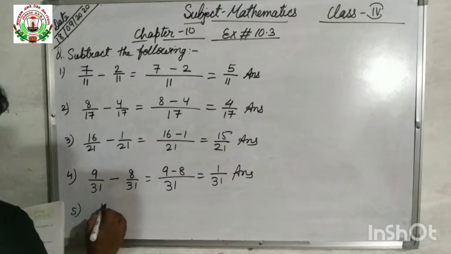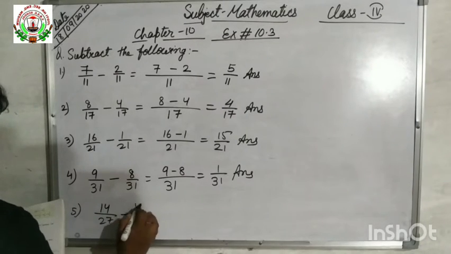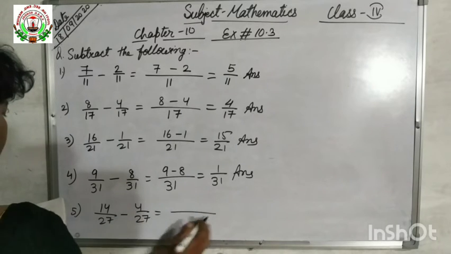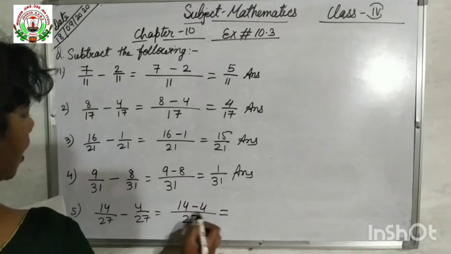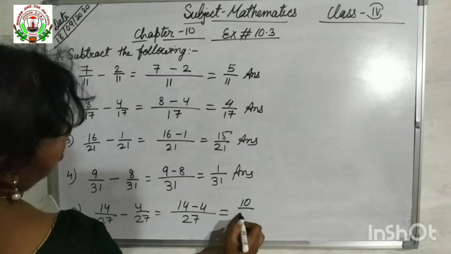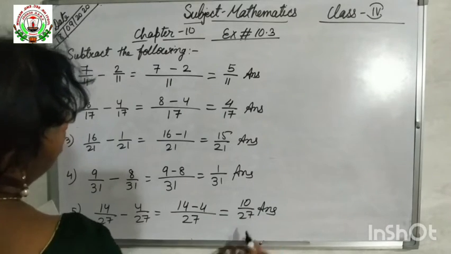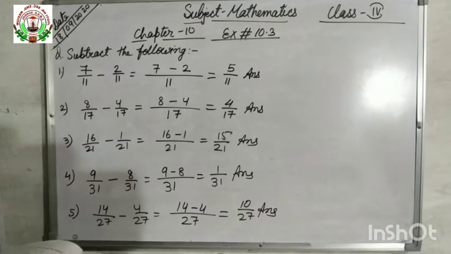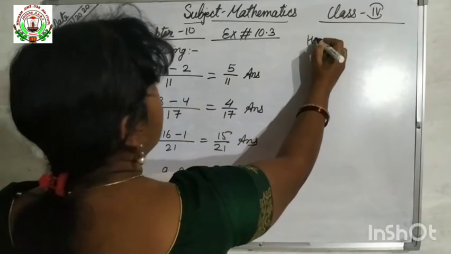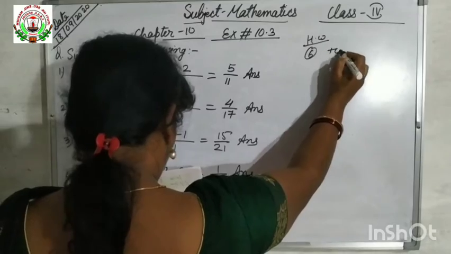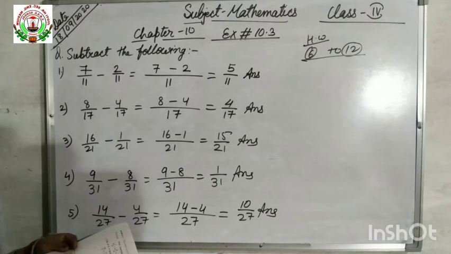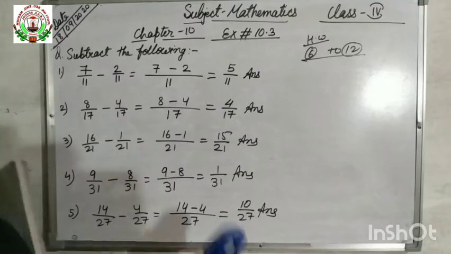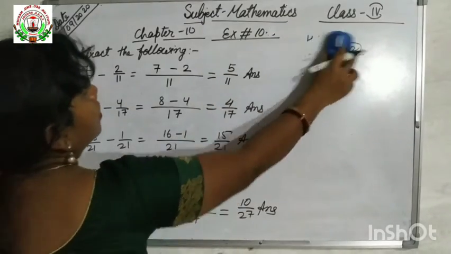Number 5 is also the same, 14 by 27 minus 4 by 27. Again it is the same denominator, so we write 14 minus 4 in the numerator, 14 minus 4 is 10 by 27. This is the answer. So in 10.3 we have completed 1 to 5. It is the same, you will try to do 6 to 12. It will be your homework. Now 10.3 is completed. We will start subtraction of unlike fractions. So let us start, that is 10.4.